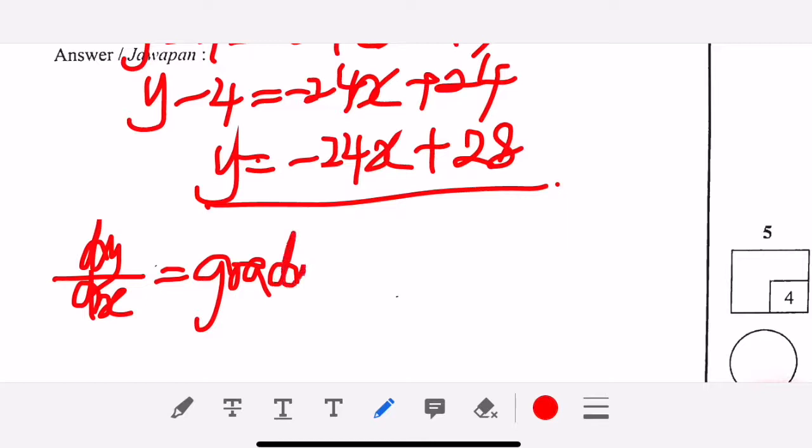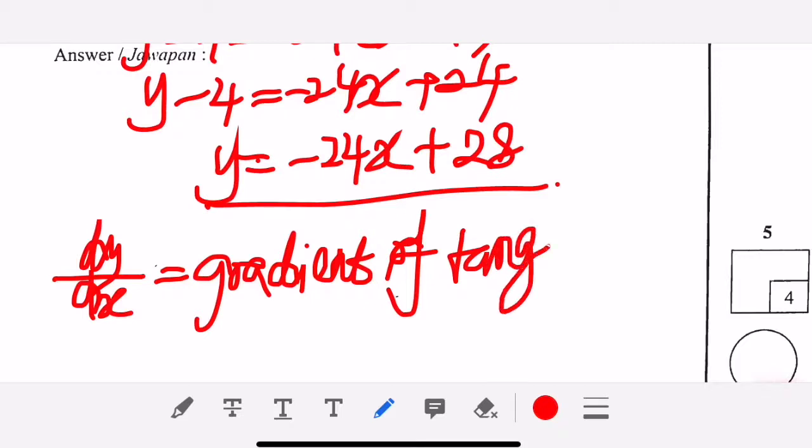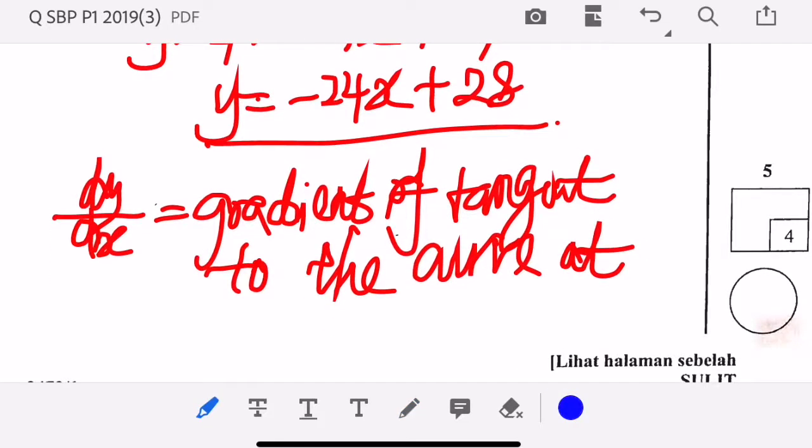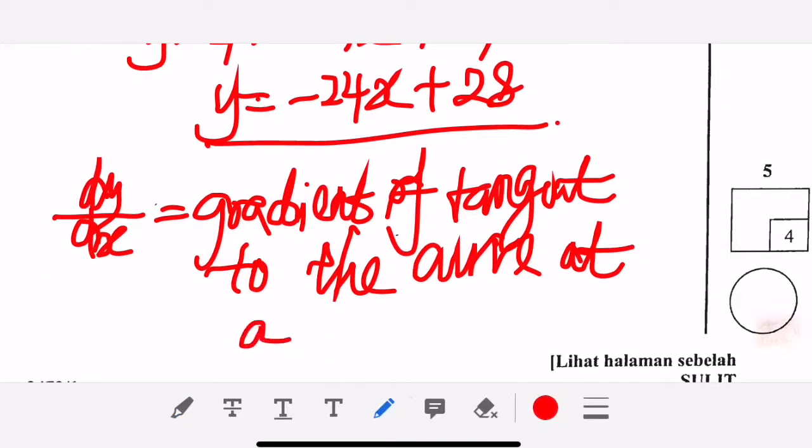Please bear in mind that dy/dx means the gradient of the tangent to the curve at a point. Please remember this concept, all right? It's very important, especially when they ask you to find the equation of the tangent or the equation of the normal. Alright, let's have a look at the next question.